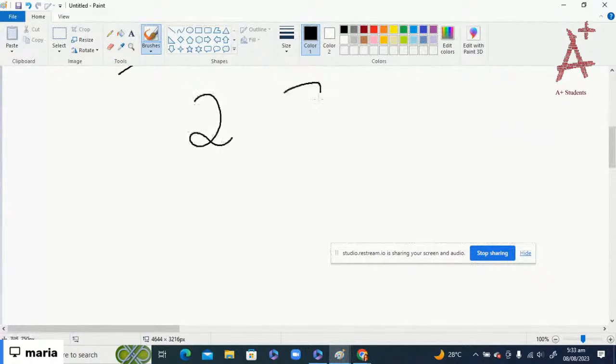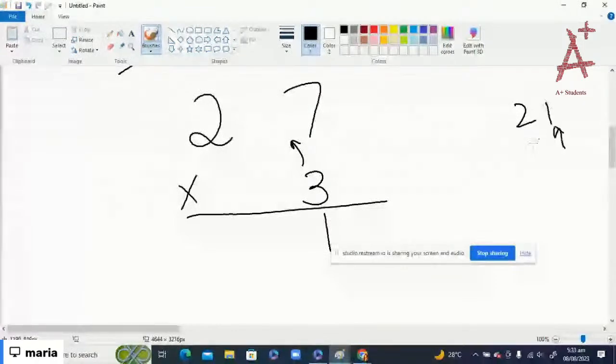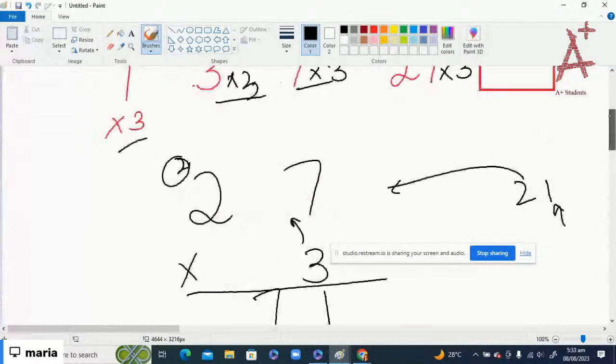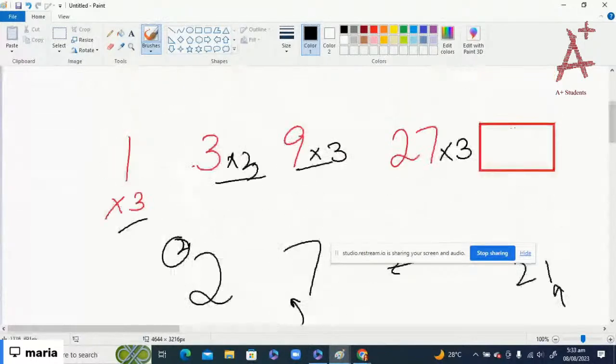Here is 27 times 3. 3 times 7 is 21. So we put the right-side digit 1 here and the left-side digit goes as a carry. 3 times 2 is 6. 6 plus 2 is 8. So here is the answer, 81.